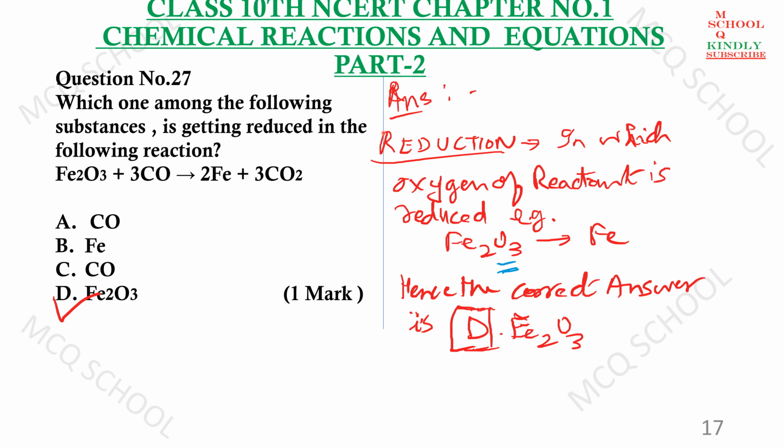So we know that reduction is the process in which oxygen of the reactant is removed. So in the case of ferric oxide, it is being reduced to iron. Hence the correct answer is D, ferric oxide. Rest of the things are not being reduced.